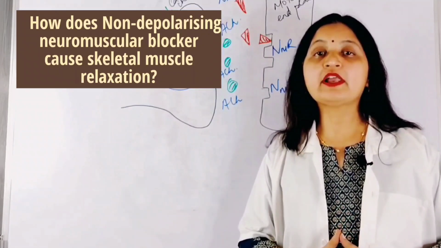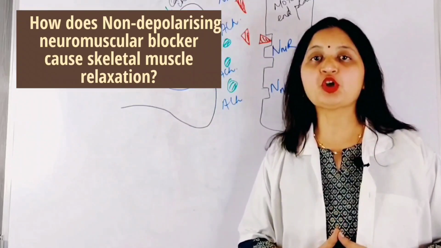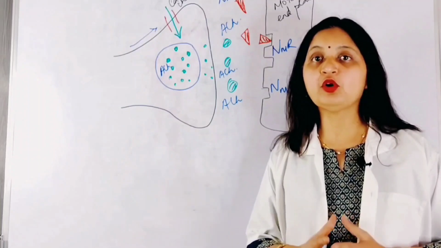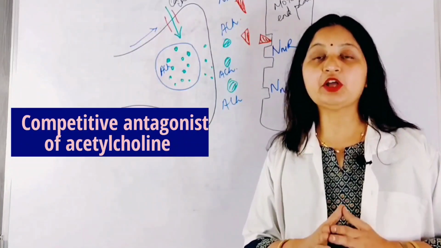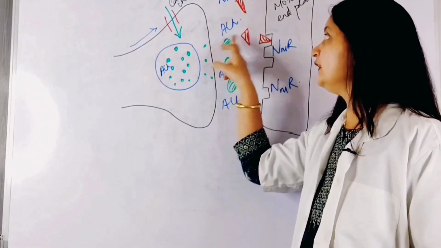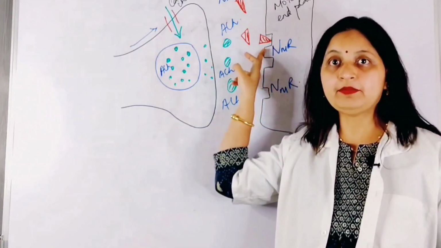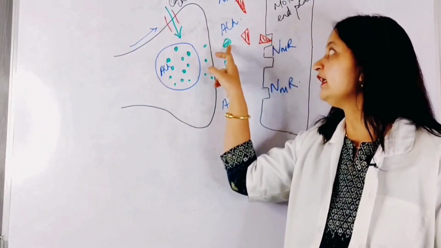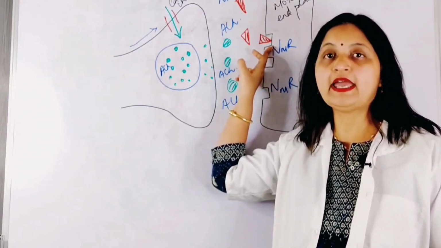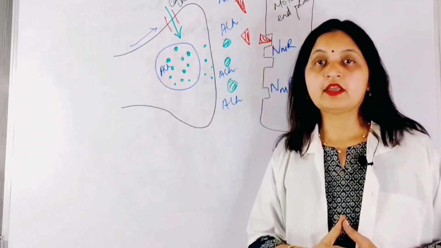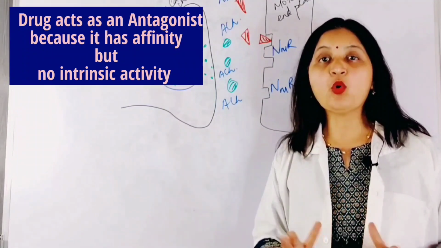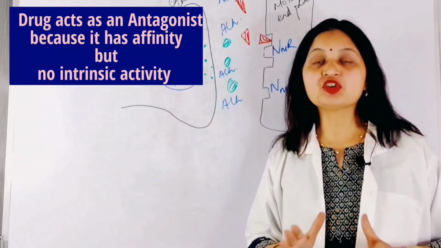So how does a non-depolarizing neuromuscular blocker cause relaxation of skeletal muscle? The non-depolarizing neuromuscular blockers such as pancuronium and vecuronium act as competitive antagonists of acetylcholine. That is, they compete with acetylcholine for the nicotinic receptor at the motor end plate, bind to the receptor and prevent the binding of acetylcholine to the NM receptor. It acts as an antagonist because it has affinity for the NM receptor but no intrinsic activity. So it has no action of its own.